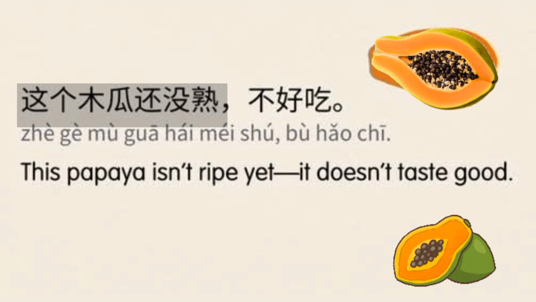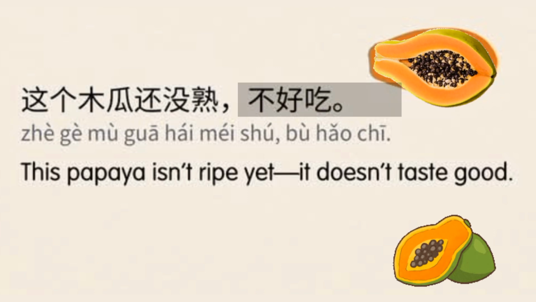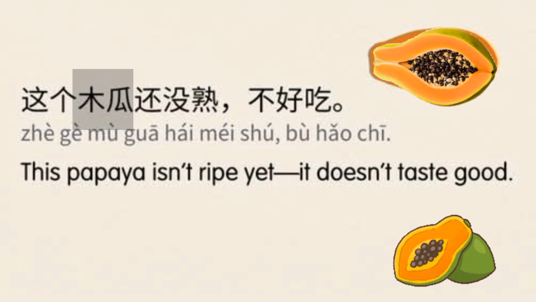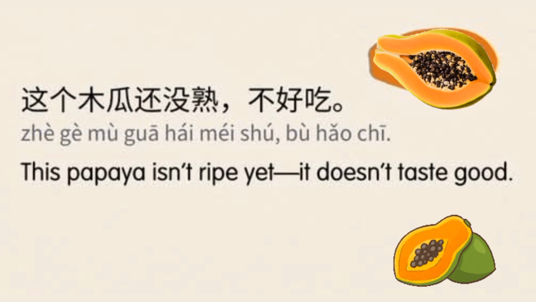这个木瓜还没熟，不好吃。 This papaya isn't ripe yet, it doesn't taste good. Let me highlight the words we just learned. 木瓜. Hope you learn it. Let's move to our next vocabulary.